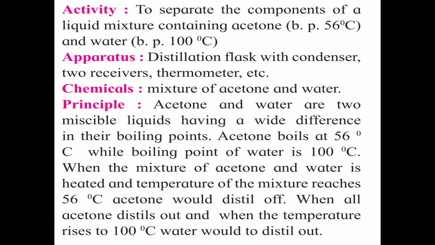Now there is one activity to separate the components of a liquid mixture which contains acetone, having the boiling point 56 degrees, and water, which has the boiling point of 100 degrees Celsius. For this, the apparatus required are a distillation flask with the condenser, two receivers, a thermometer, etc. The chemicals used are the mixture of acetone and water.